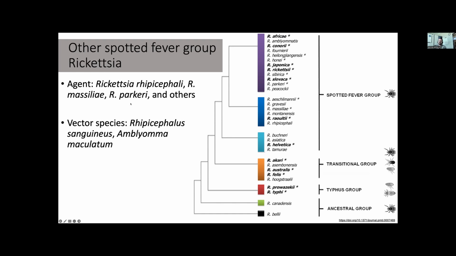This includes Rickettsia parkeri, which we have seen in Arizona, as well as some others like Rickettsia africae and Rickettsia massiliae, with vector species ranging from the Dermacentor species that I've already mentioned, as well as Amblyomma maculatum and Rhipicephalus sanguineus.